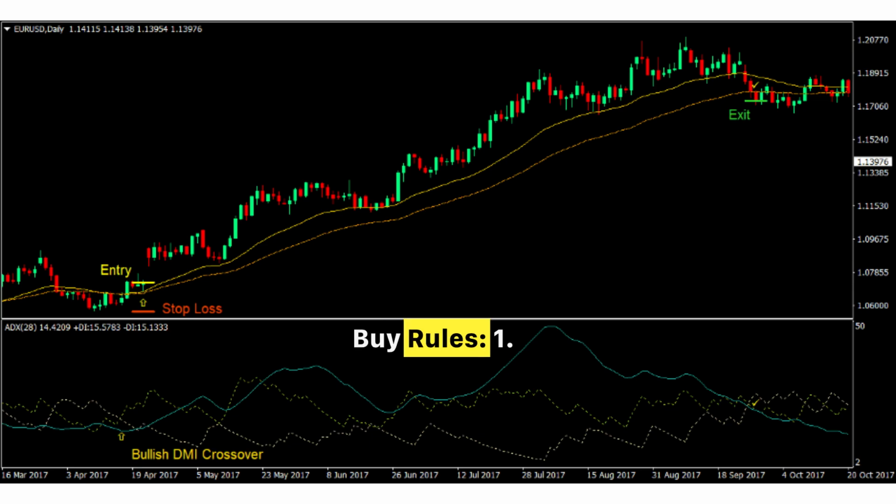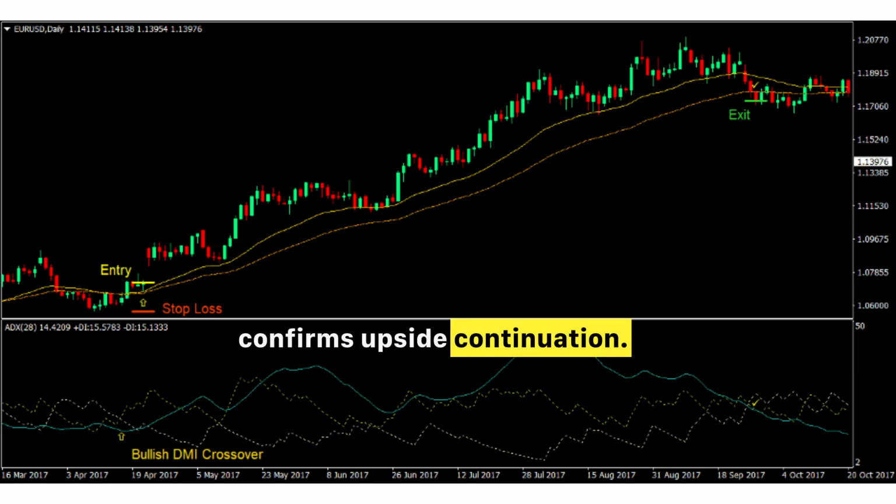Buy rules. 1. Price closes above the DMMA. Trend is bullish. 2. Price pulls back toward the DMMA but doesn't close below it. 3. A fresh bullish candle forms after the pullback. That's your entry. 4. Enter long when price confirms upside continuation.